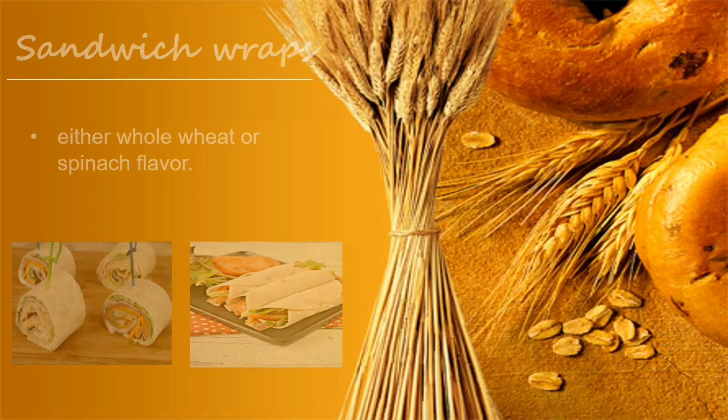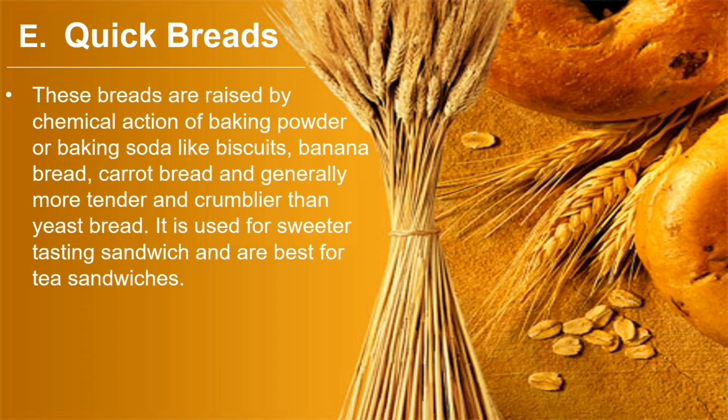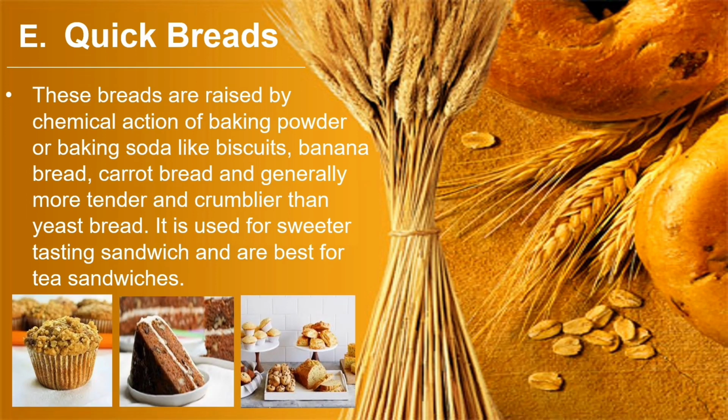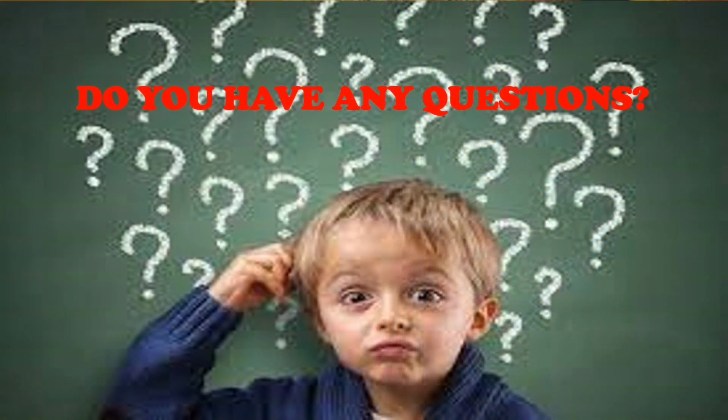And for the last of our major types of bread, we have the quick breads. Quick breads are breads raised by the chemical action of baking powder or baking soda, like biscuits, banana bread, and carrot bread, and are generally more tender and crumblier than yeast bread. They are used for sweeter tasting sandwiches and are best for tea sandwiches. And that's the end of our lesson for today.